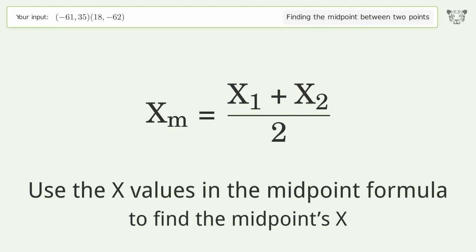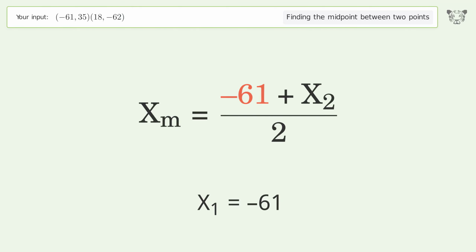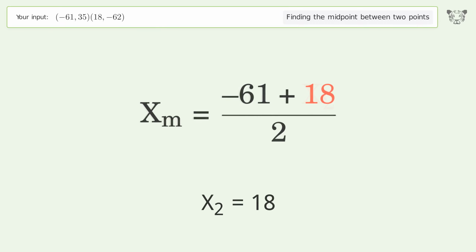Use the x values in the midpoint formula to find the midpoint's x. x1 equals negative 61. x2 equals 18. Simplify the arithmetic.